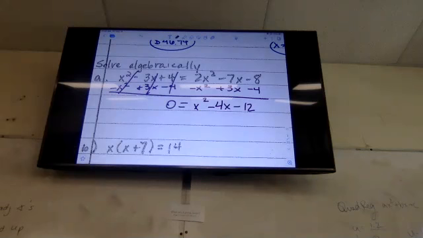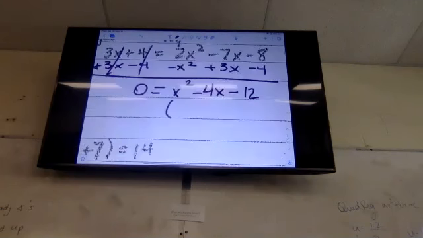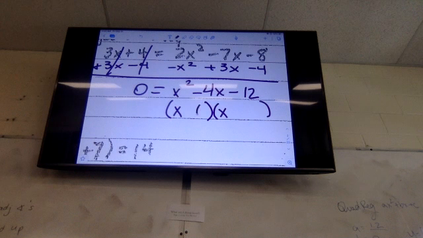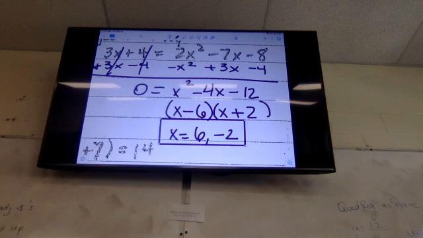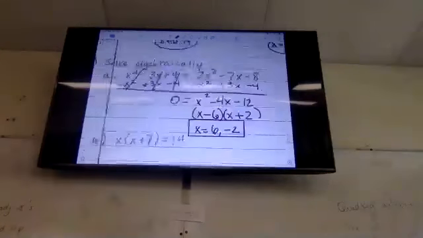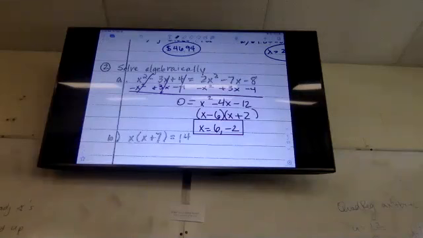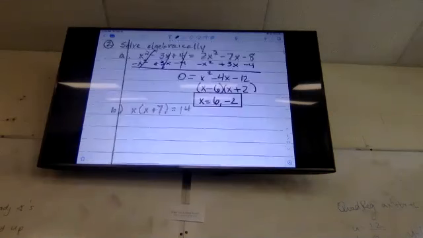I think factoring is actually the easiest one here because I don't have a number in front of my x squared. And so I'm essentially asking myself, okay, what numbers multiply to be -12 and add to be -4? Plus 2, minus 6. Good. There we go. Which makes x equal what? 6 and -2. Perfect. Awesome. Okay. That wasn't too bad.